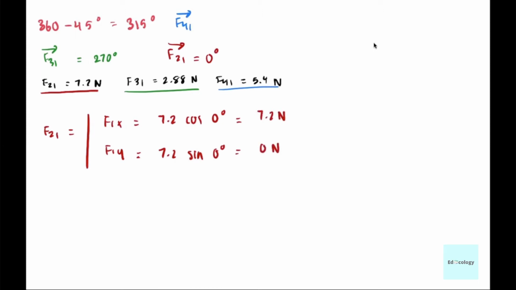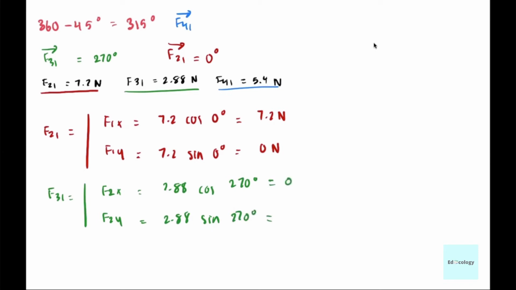Now for F31, F2x, sorry, and F2y. And the magnitude is 2.88. Then cosine for x and sine for y, and the angle is 270. And you will get this as 0 and this as 2.88 newtons.